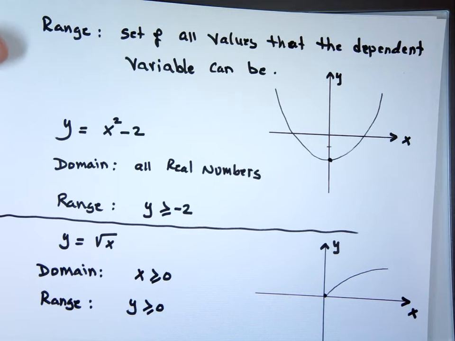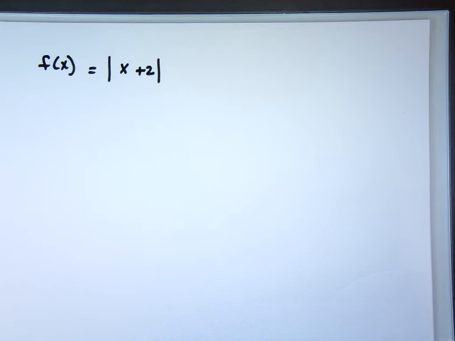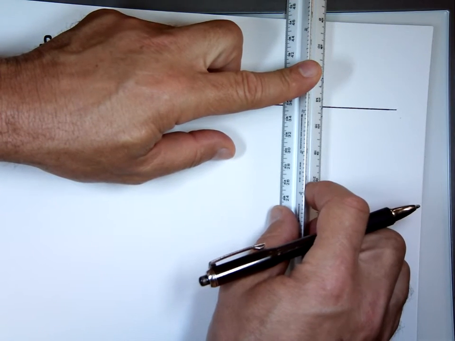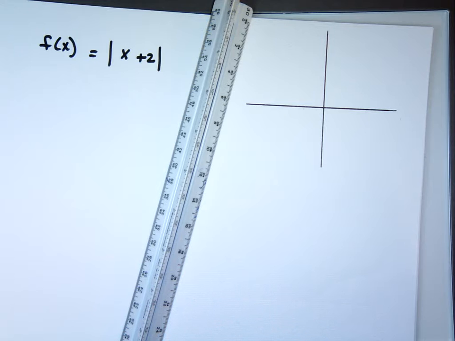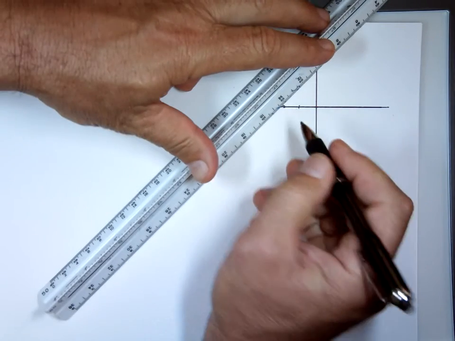Let me try another one. Anyone knows what the graph of the absolute value looks like? Yes, V shape, correct. It's always a V shape. So if you have f of x equals the absolute value of x plus 2, again, to graph that, x plus 2, it will look something like this. It's a V shape.